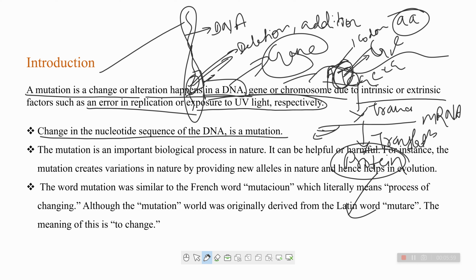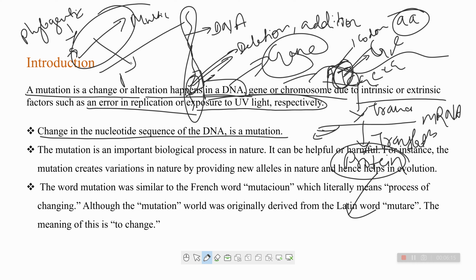You know that there is a phylogenetic tree, right? In that phylogenetic tree we study from single-celled organisms to multicellular ones. How can this be possible? This can be possible only through the process of mutation. So this mutation is useful for us, not harmful.